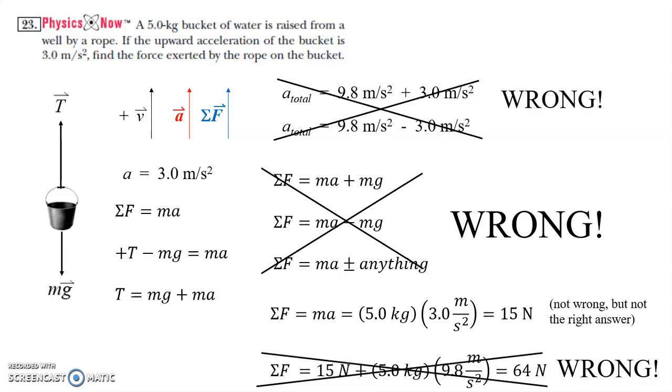Now, compare this to sigma F equals ma plus mg. Notice that it's not the same thing because this solves for tension. Tension is what we're looking for. Saying sigma F equals ma plus mg, we know is wrong because that's not Newton's second law. It never will be, right? And so that's a big difference between a force, tension, and net force.